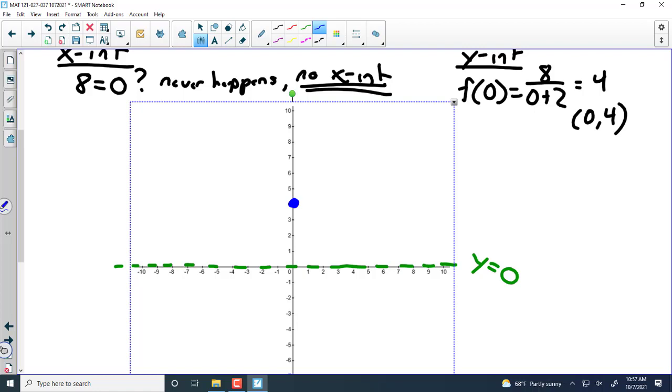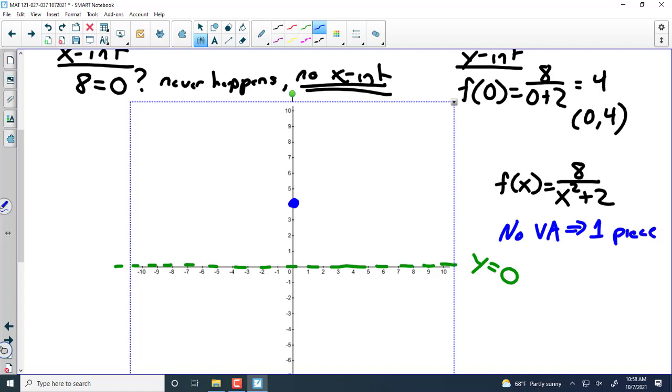Now, there are a couple of things we have going for us. Our function is f of x equals 8 over x squared plus 2. And because we have no vertical asymptotes, our graph is all going to be one piece. That's good. We're just going to draw one piece.